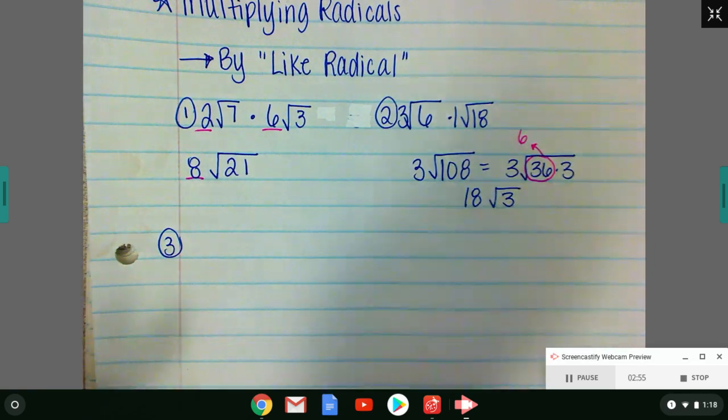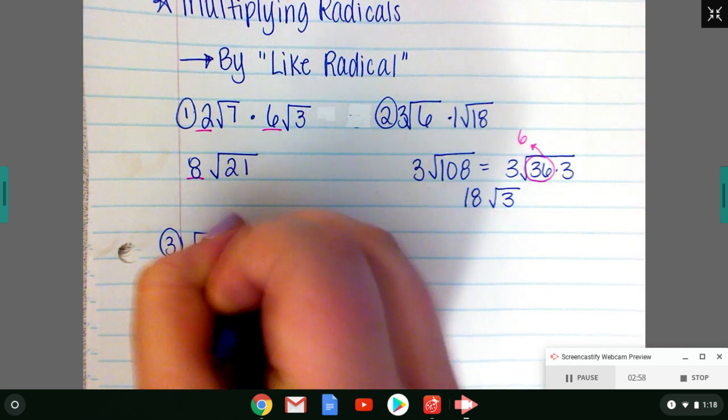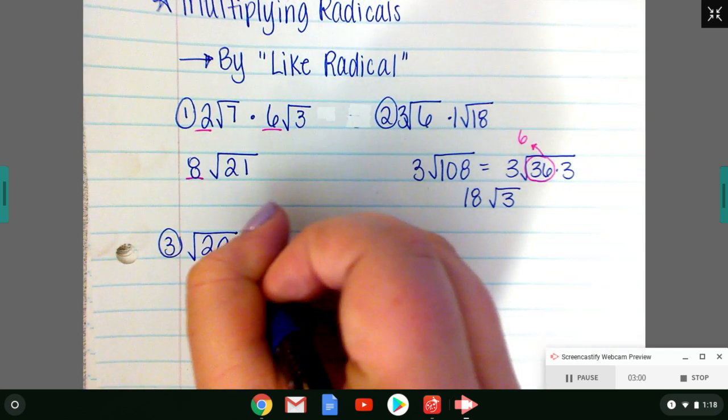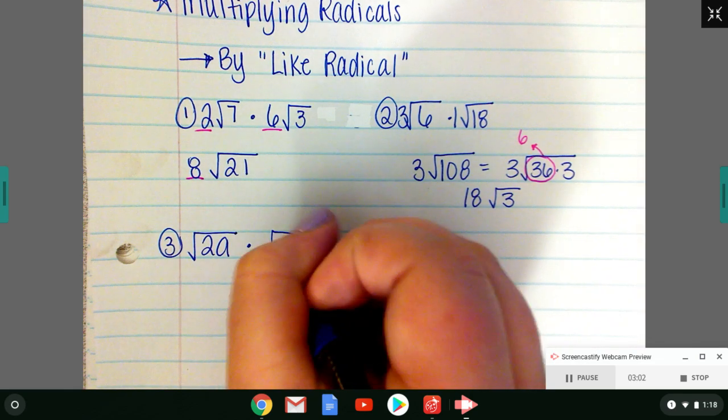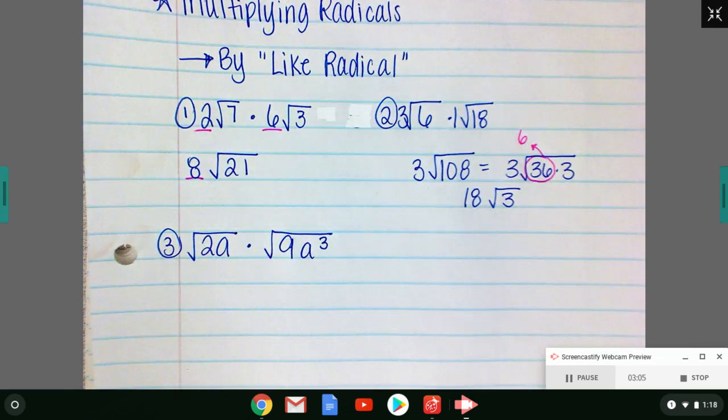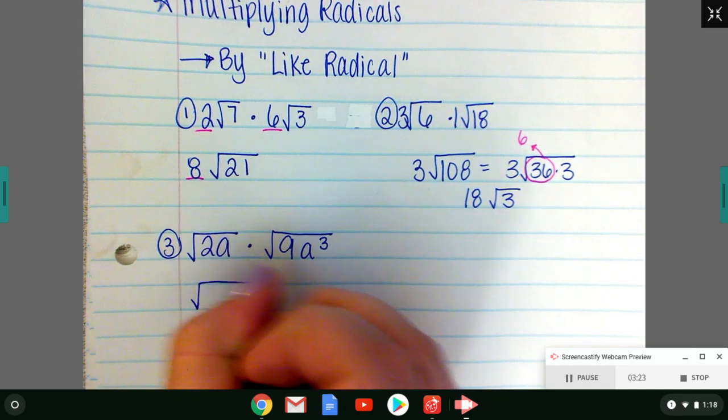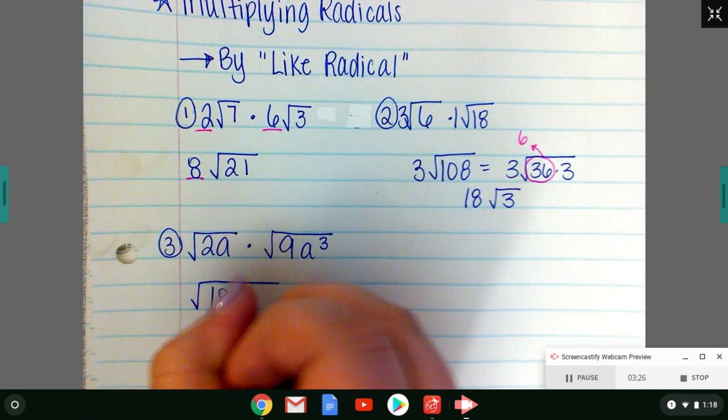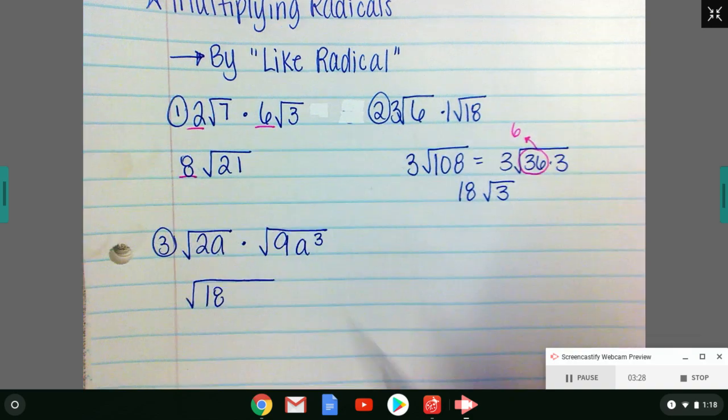Let's throw some variables in the mix. Square root 2a times the square root of 9a cubed. We have some options here, by the way. We can simplify in the beginning or at the end, but if we do it at the beginning, we might end up having to simplify twice. So I usually do it and then just check it at the end. There's nothing on the outside to combine. Everything's on the inside, so everything's going to go onto the inside. So we've got the square root of 2 times 9 is 18. That's a to the 4th.